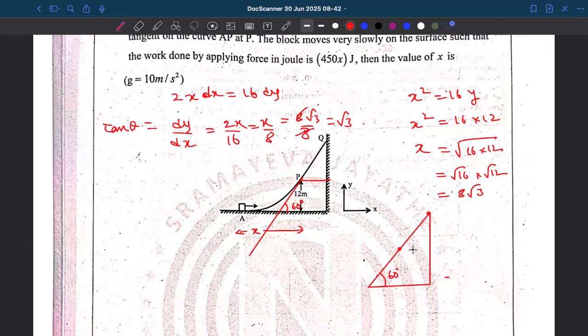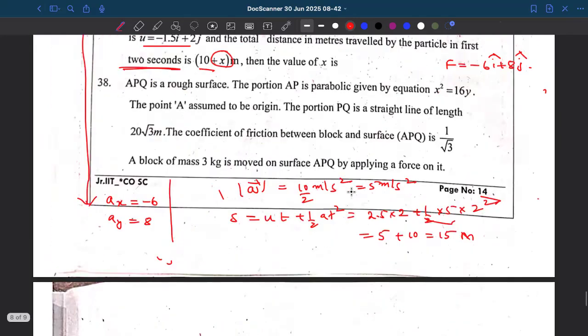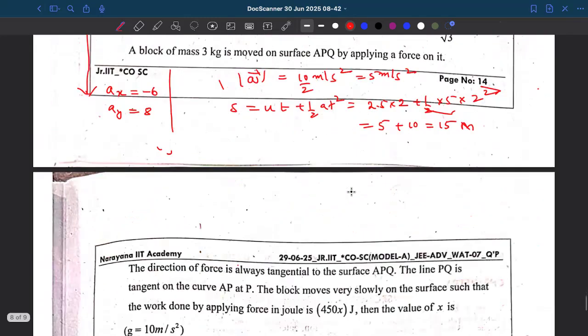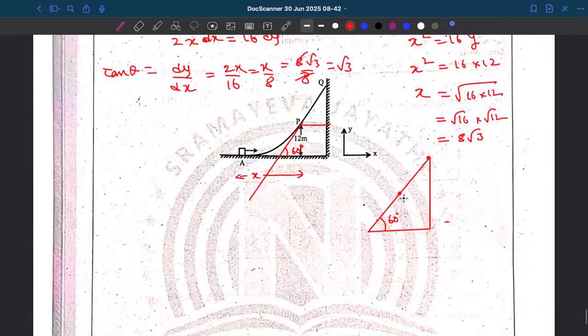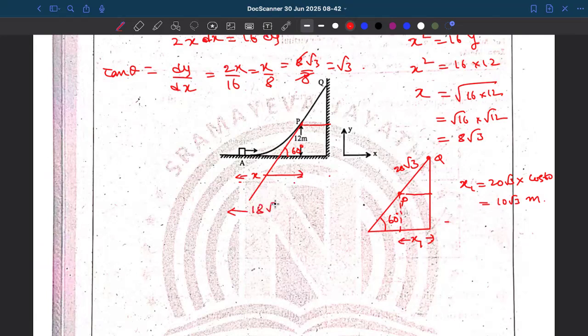ప్రాబ్లం ఏంటంటే ఈ దూరం ఎలా తెలుస్తుంది? ఓకే, పోర్షన్ PQ ఇచ్చారా? పోర్షన్ PQ వచ్చేసి 20 root 3. x1 వచ్చేసి 20 root 3 times cos 60, అంటే ఎంత? 10 root 3 meters. ఇక్కడ దాకా ఎంతో చెప్పారు 8 root 3 అని. ఇక్కడి నుంచి ఇక్కడ దాకా ఏమొచ్చింది 10 root 3. మొత్తం ఎంత వస్తుంది డిస్టెన్స్? ఇది 18 root 3.